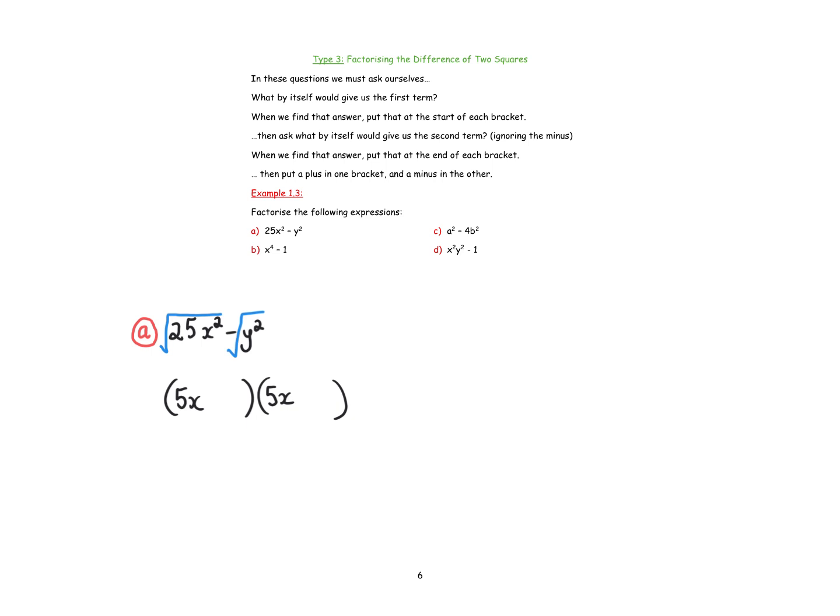If you square root y squared, you're left with y. So we write a y in the first bracket and a y in the second bracket, as seen here. And finally then, we have a plus in one bracket and a negative in another bracket.